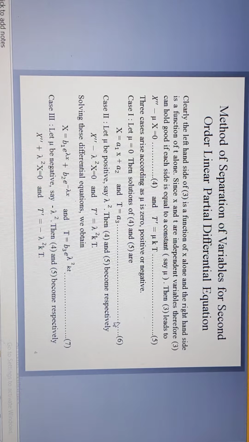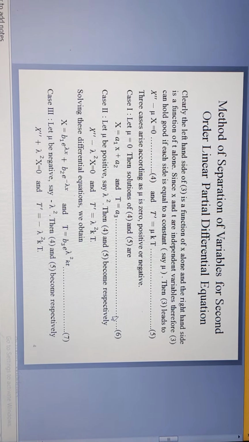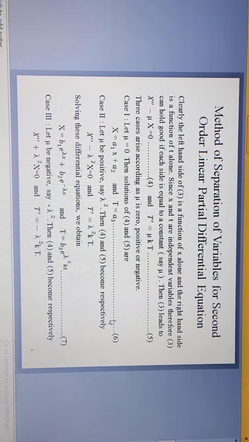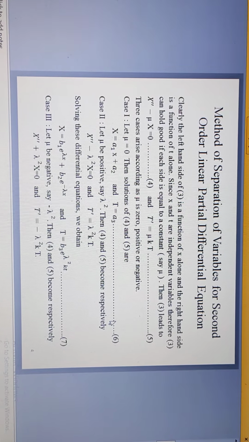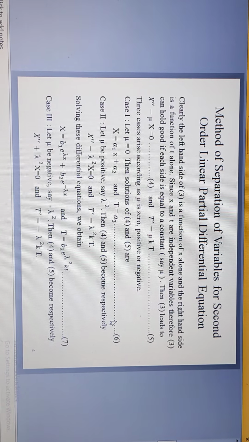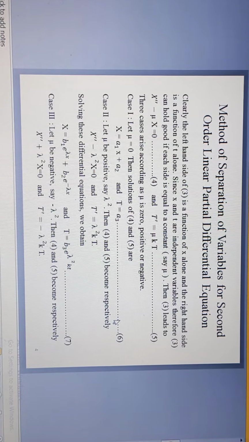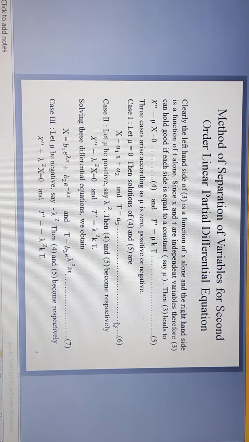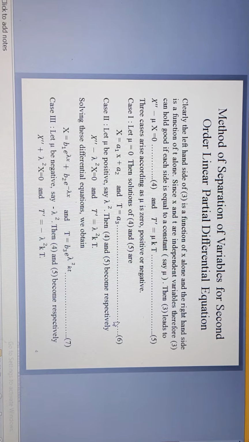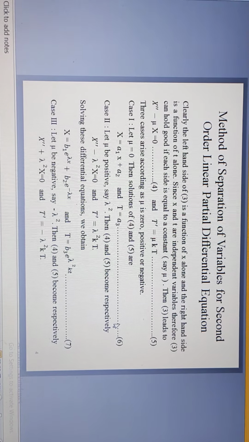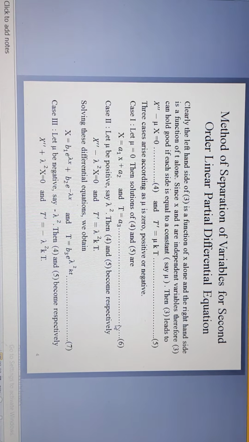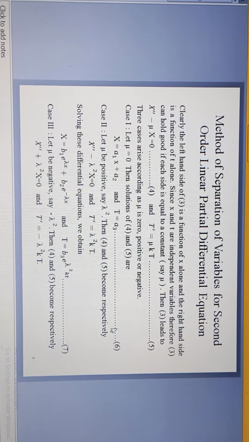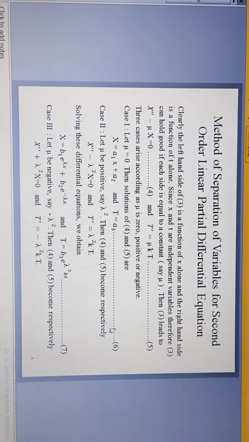Three cases arise according as mu is 0, positive or negative. Let mu is 0, then X double dash is 0, so that X is a1 x plus a2. T dash is 0, so that T is equal to some constant a3. Let mu be positive, say lambda square, then X double dash minus lambda square X is equal to 0 and T dash minus lambda square kT is equal to 0. On solving these differential equations with constant coefficients, we have X is b1 e power lambda x plus b2 e power minus lambda x and T is equal to b3 e power lambda square kt.